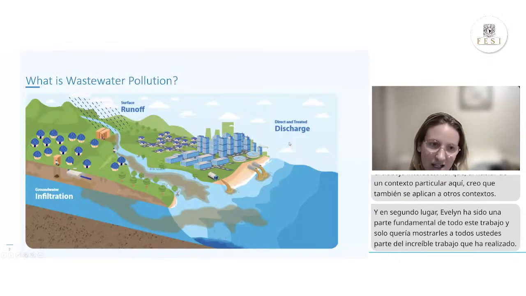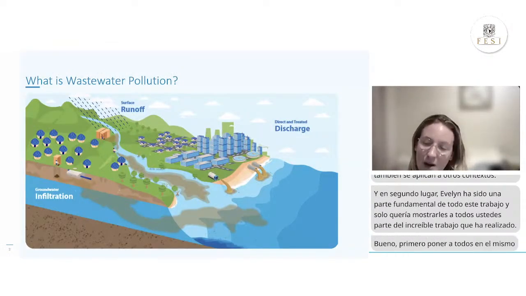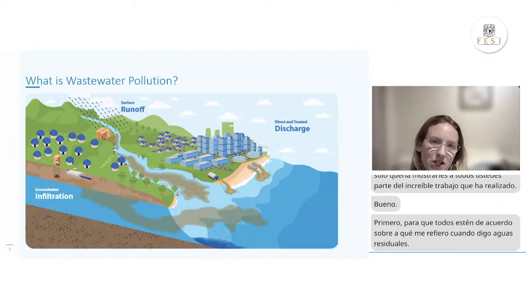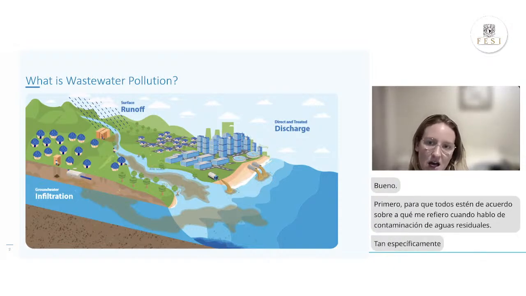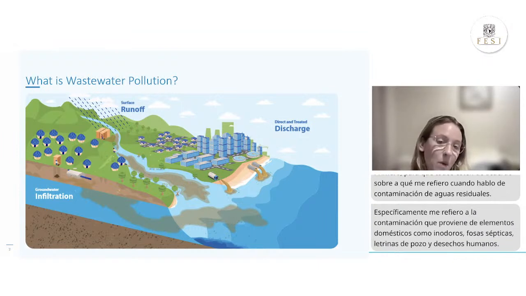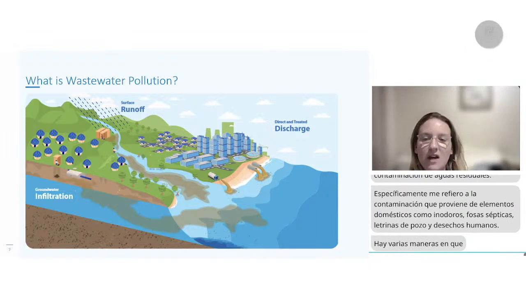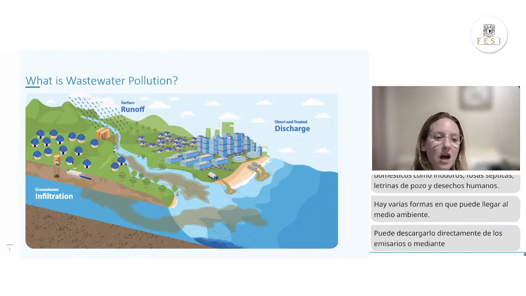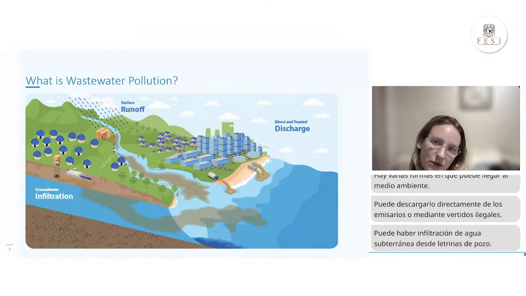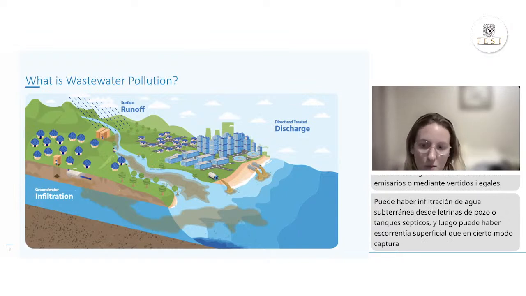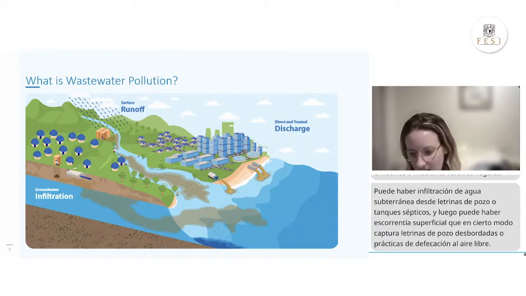Okay. First, to get everyone on the same page about what I'm talking about when I say wastewater pollution. Specifically, I'm speaking about pollution that comes from domestic toilets, septic tanks, pit latrines, human waste. There are multiple ways that it can get into the environment. You can have it discharged directly from outfalls or through illegal dumping. You can have groundwater infiltration from pit latrines or septic tanks, and then you can have surface runoff that captures overflowing pit latrines or open defecation practices. And that all runs off into the ocean.